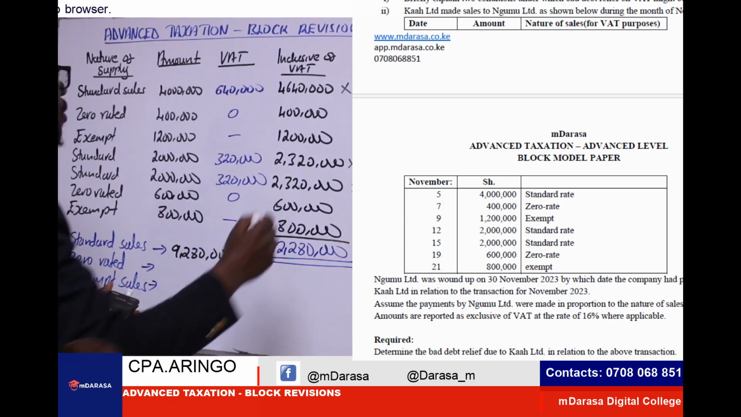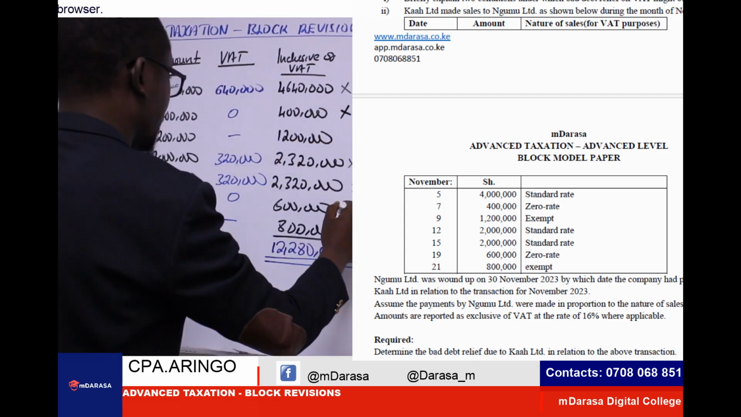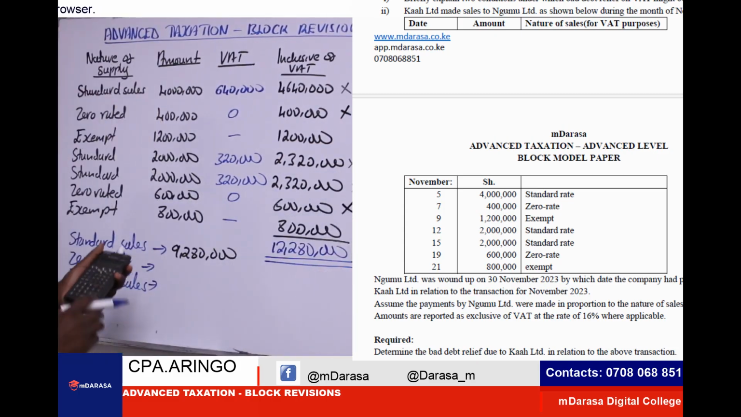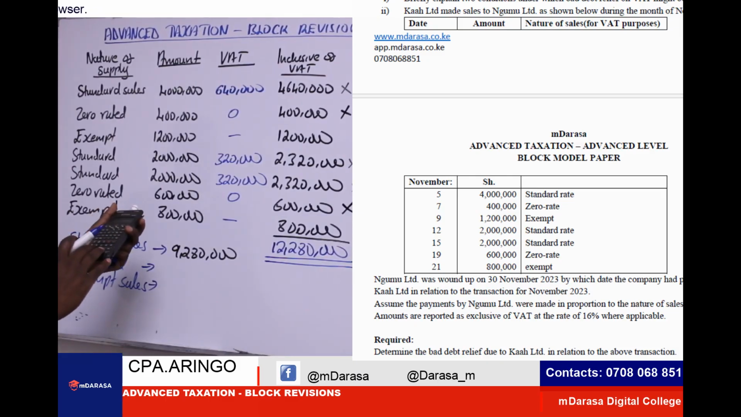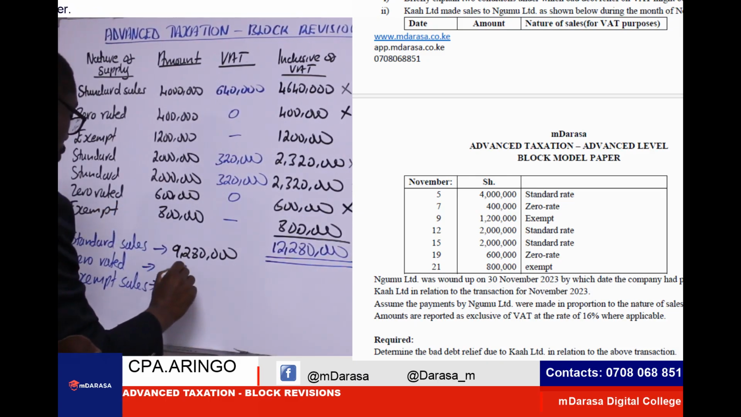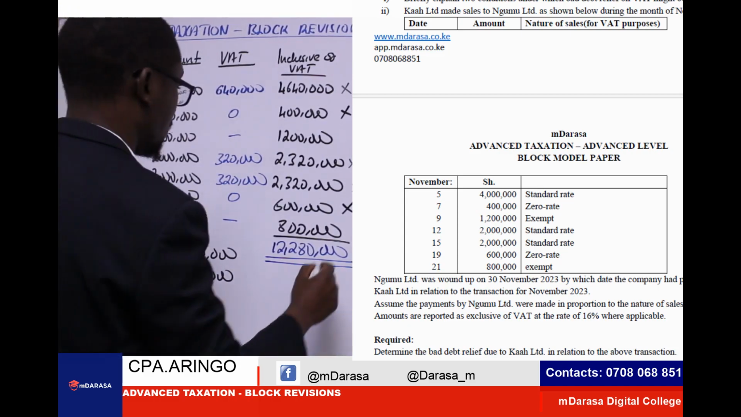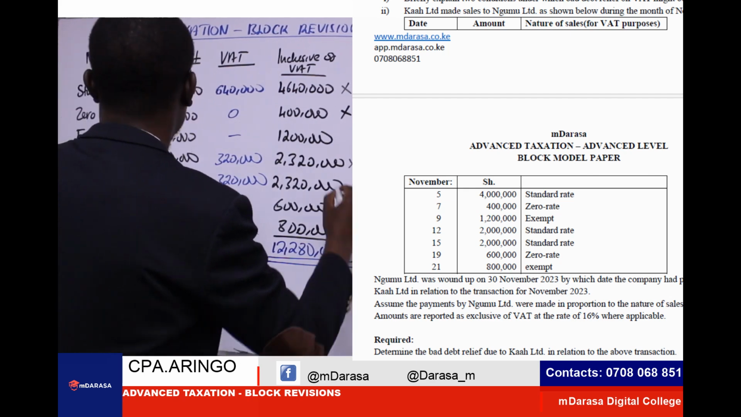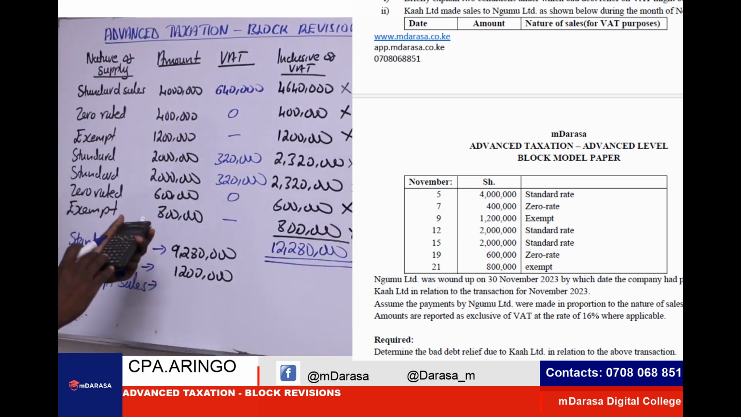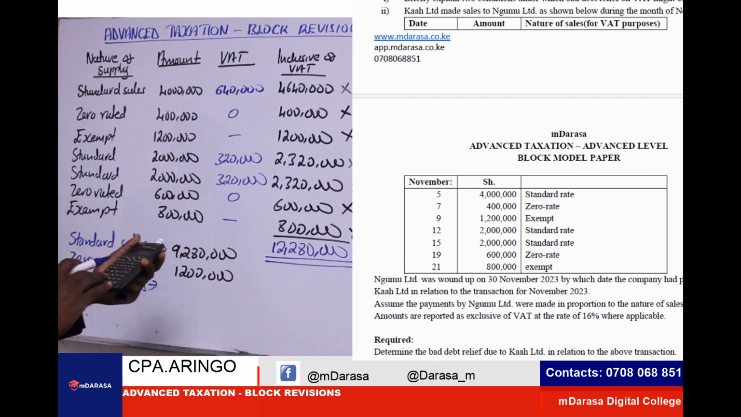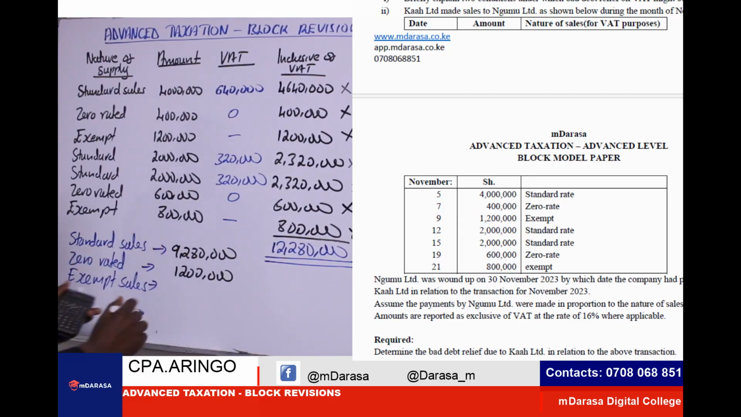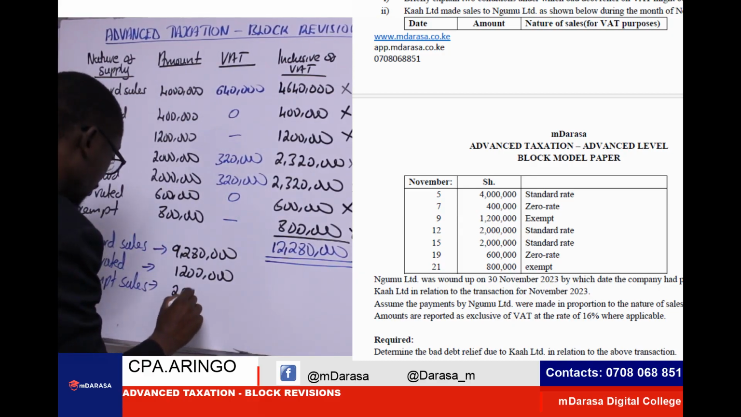Zero rated, we are having this and we are having this. So zero rated, that will be 400 plus a value of 800 to give us 1.2. Whereas exempt, I'm having the 800 and 1.2. So 1.2 plus 800, this should give us a value of 2 million.